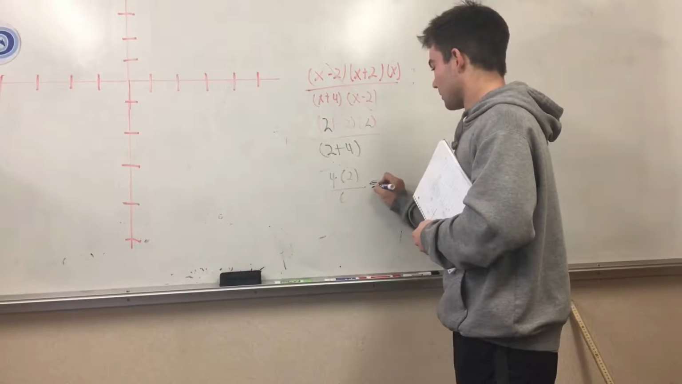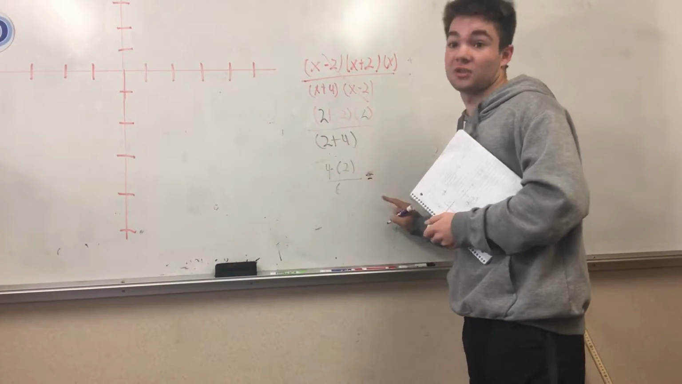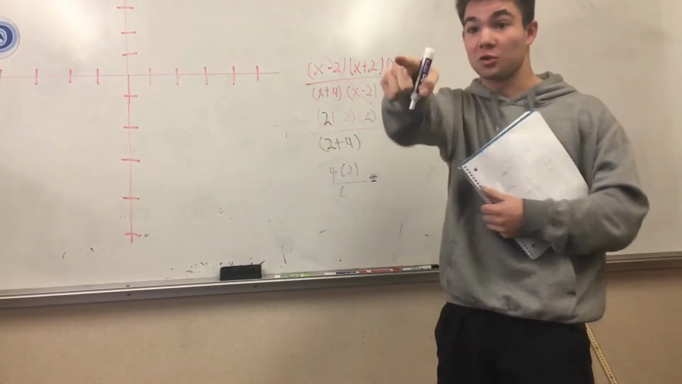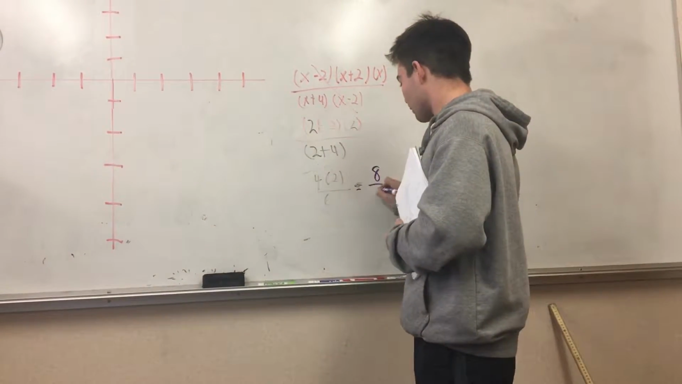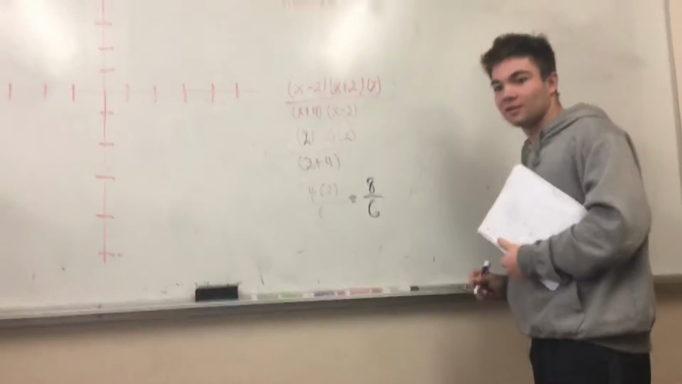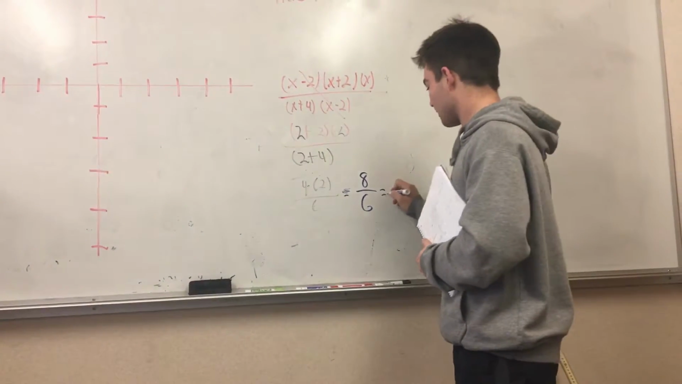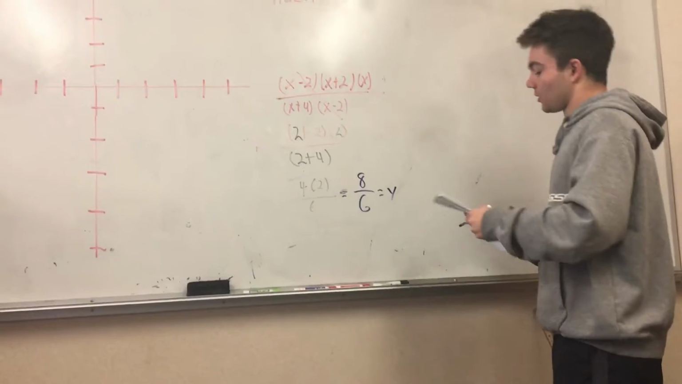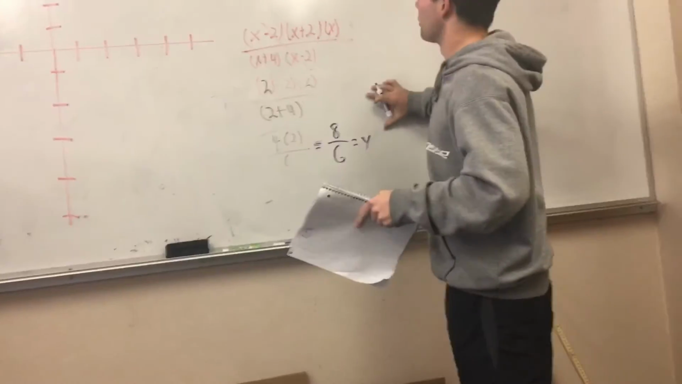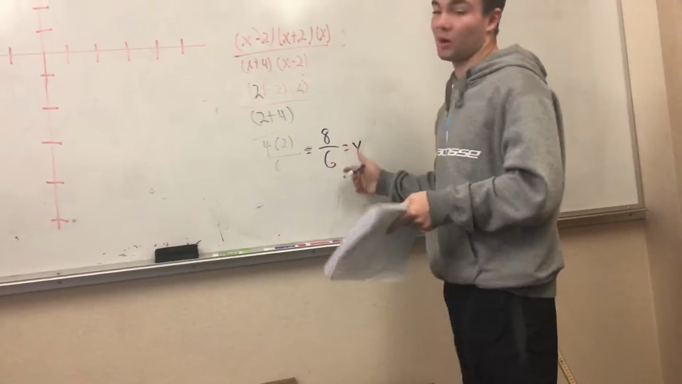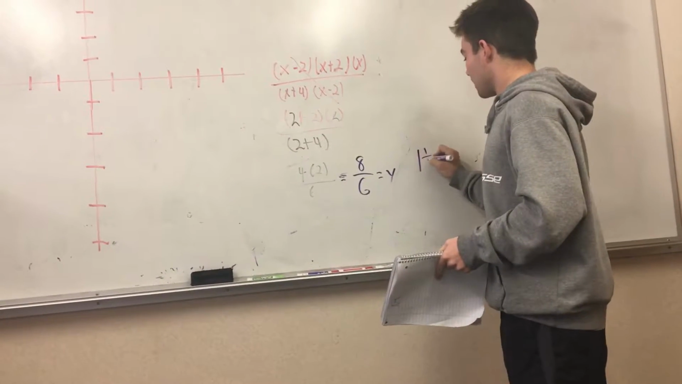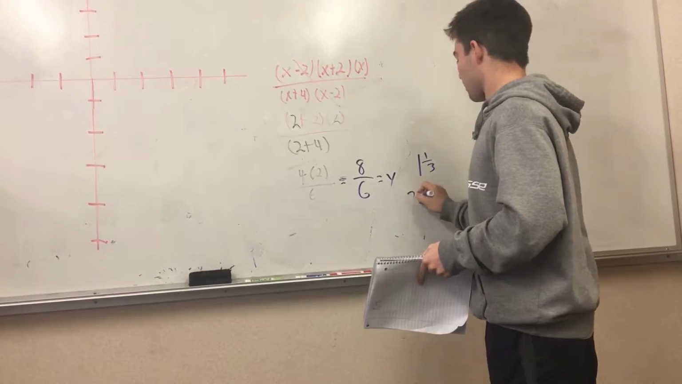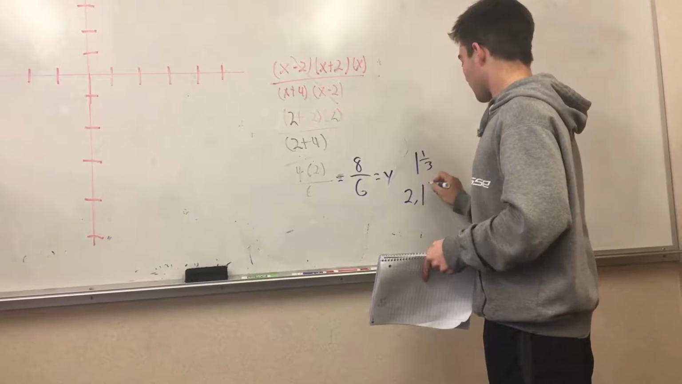So now we have 4 times 2 equals 8, over 6. Now what we're going to do is simplify, which gives us 8 over 6. That is our y. So now we have the coordinates of our hole. If you want to make it easier to visualize, you can make it into a mixed number, which is 1 and 1/3. So our coordinates for our hole are 2 and 1 and 1/3.